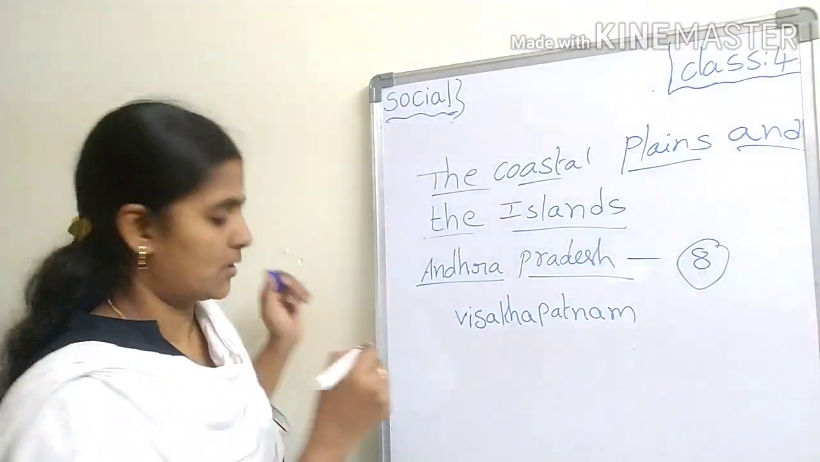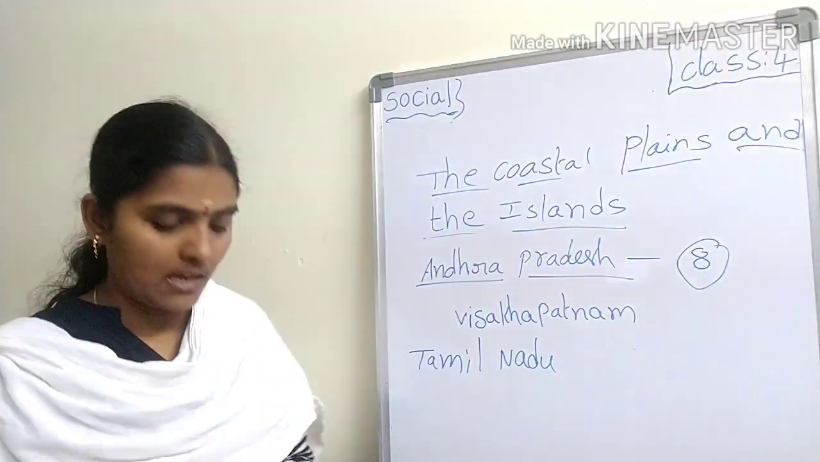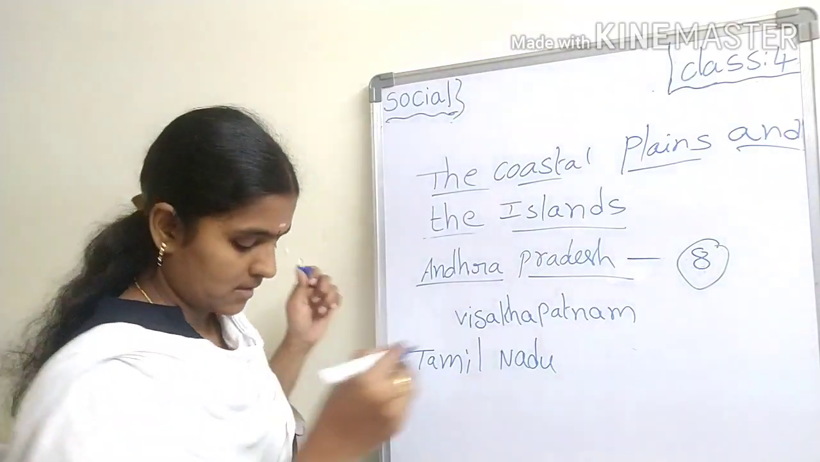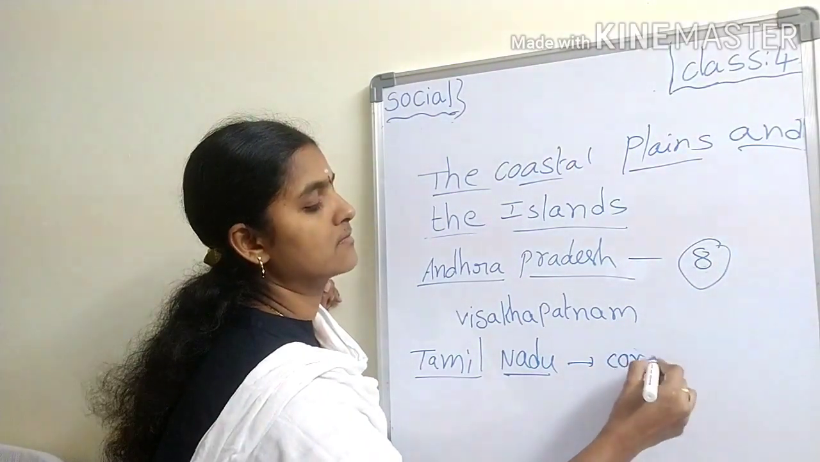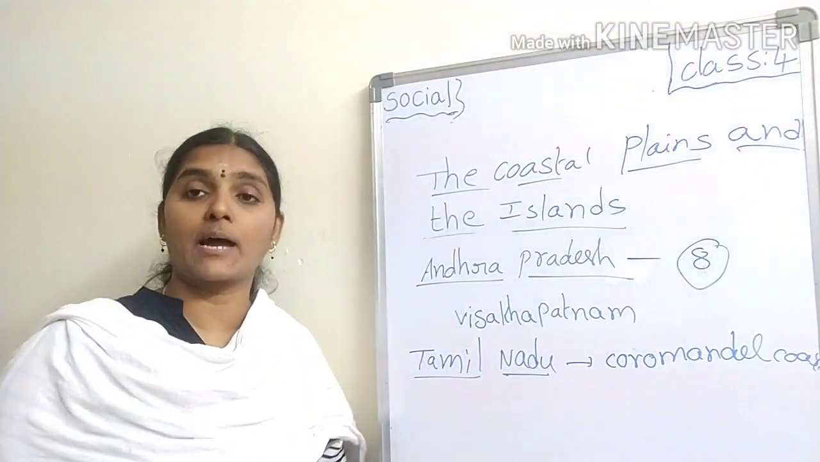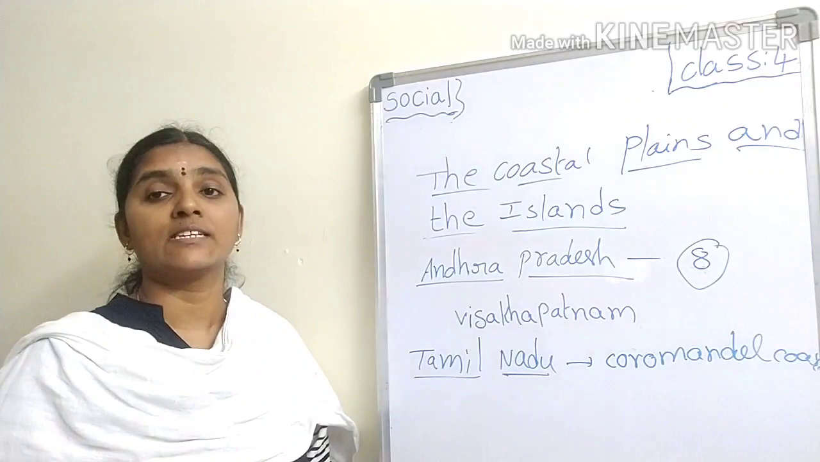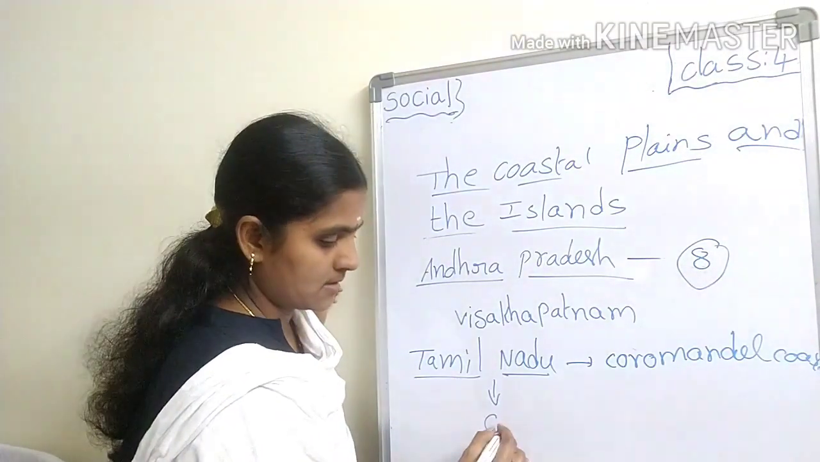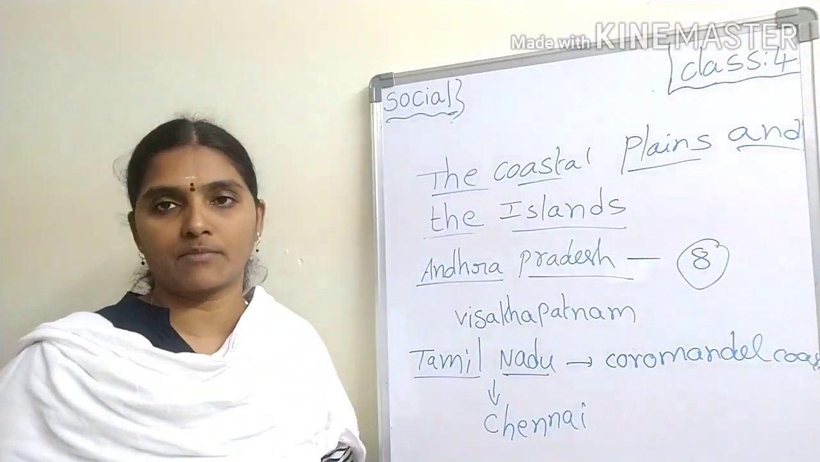The next state, Tamil Nadu. Tamil Nadu has a long coastline called the Coromandel Coast. Chennai is the capital of Tamil Nadu.